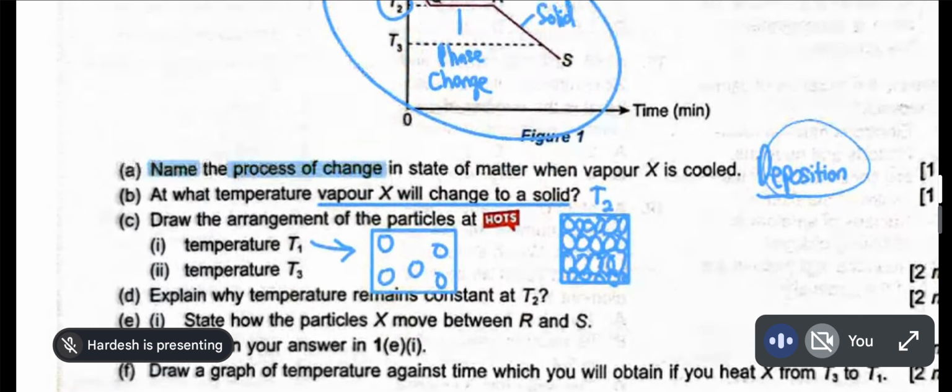Explain why the temperature remains constant at T2. May I know who answered this? If you answered this, can you read out your answer to me? I want to hear your answer. Okay, try. I want to hear what you have to say. The heat is released to gain the force of attraction between particles. Not bad. Not bad. Anyone else?